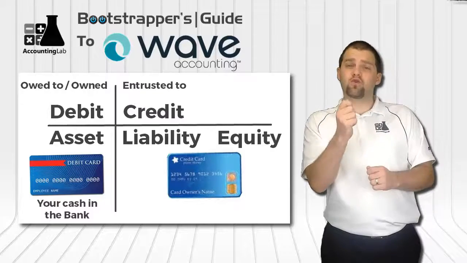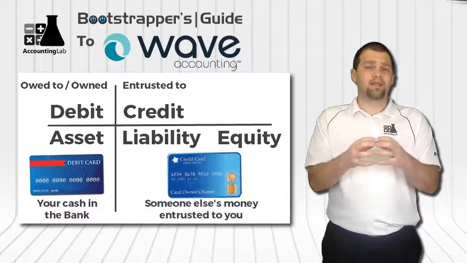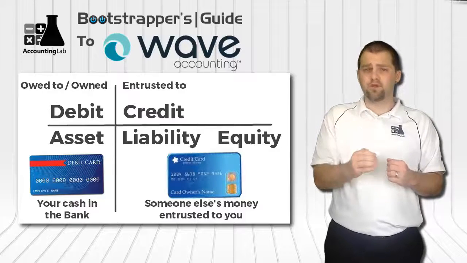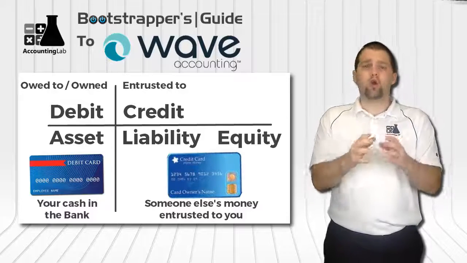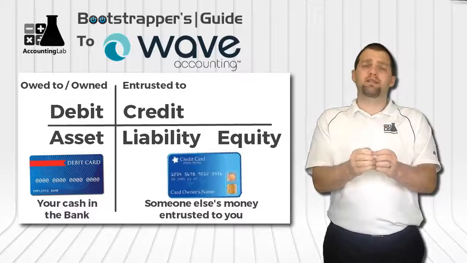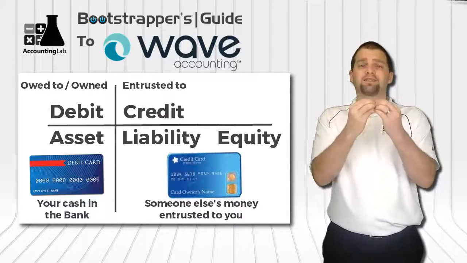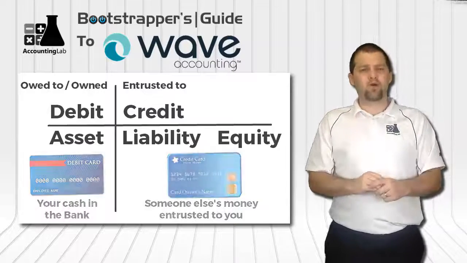Now, you also have a credit card. That credit card represents money that isn't yours. It's actually the bank's money, but the bank entrusts that money to you and expects you to pay it back. So a credit card represents money that is entrusted to you. A credit card represents liabilities. Credit, liability. Now what about equity?